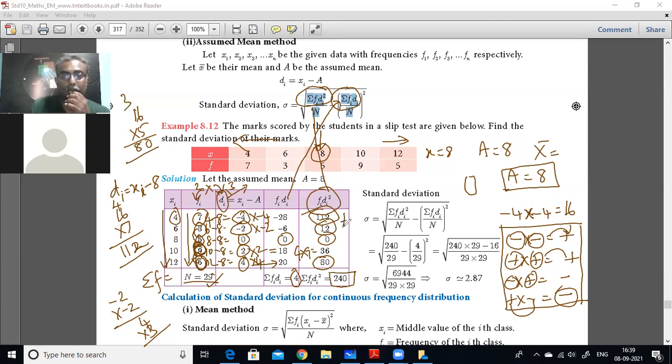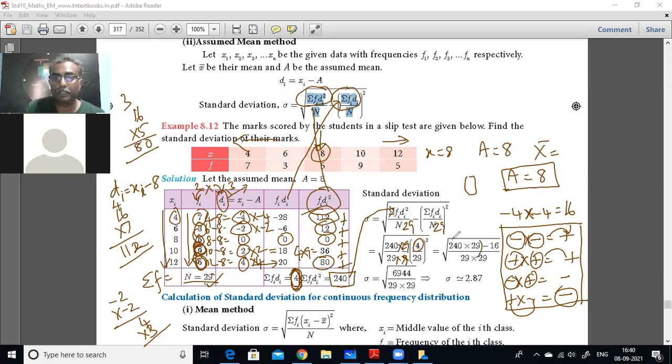You understood? Yes, sir. Sigma here. Once you put all the sigma, you get sigma fi di squared is equal to 240. Now substitute n is equal to 29 here. This is 29, this is also 29. So 240 by 29 minus, what is sigma fi di? Sigma fi di is 4. 4 minus 4 by 29 the whole square. Now you take LCM. LCM is 29 by 29, so this is 29 into 29. You multiply the upper side also by 29.